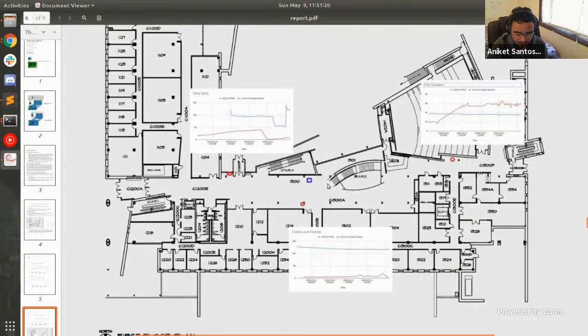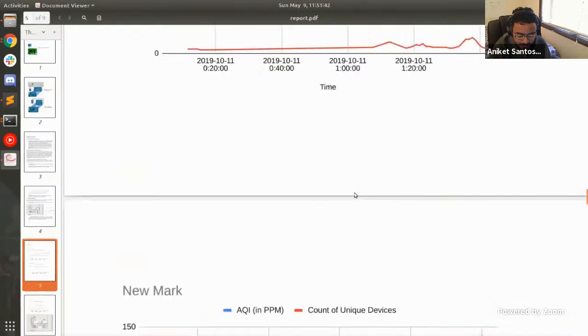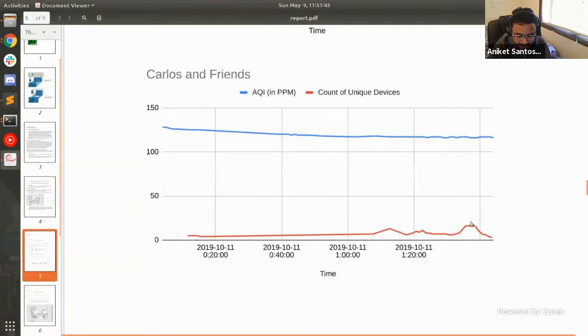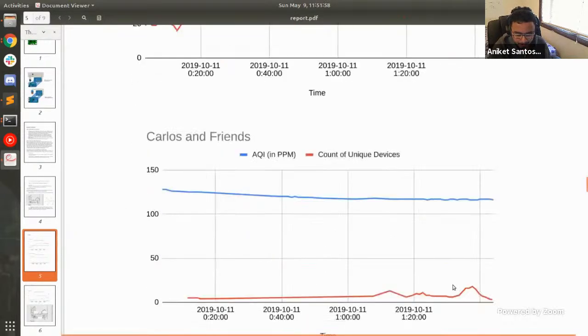And you can see lots of fluctuations in the numbers for counting unique devices. Each group had a different algorithm for counting unique devices, and ours was the most correct one, in my opinion. Because you can see that at this point, there are like 50 people detected by this group, which was Newmark. Our group detected a reasonable number of devices, like 10 to 15. So this seems like a proper algorithm, because the class roughly had 60 students going in.